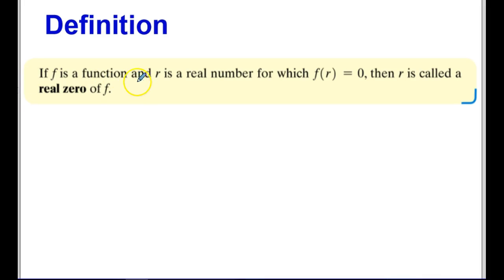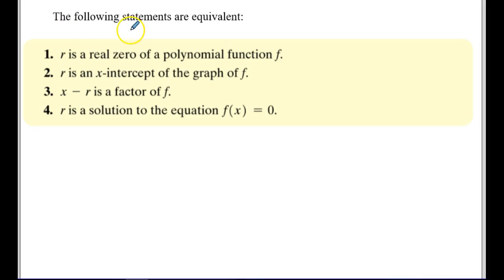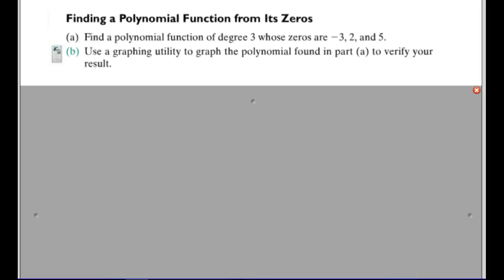Okay, so if f is a function and r is a real number, so when I put r into my function, if I get 0 out of my function, then r is a real 0. That's one way I can tell if values that I have are zeros of my function. Okay, so one thing to keep in mind is we have many different ways to say a 0. I could say a 0, I could say an x-intercept, I could have x minus r being a factor of f, or I can use the word solution. All of these things are the same. So no matter which one of these wordings you hear, we're always looking for where it crosses the x-axis.